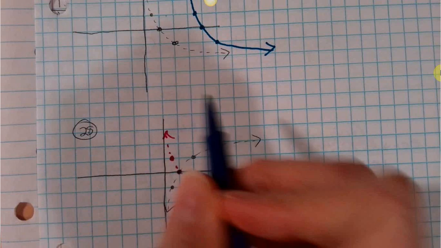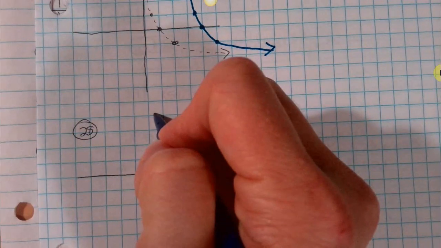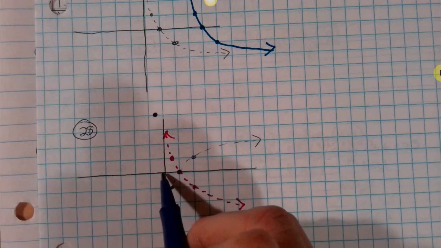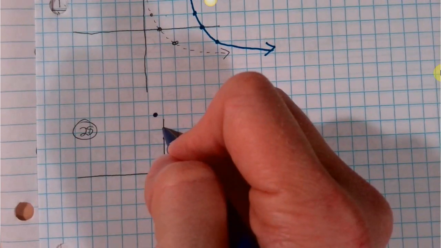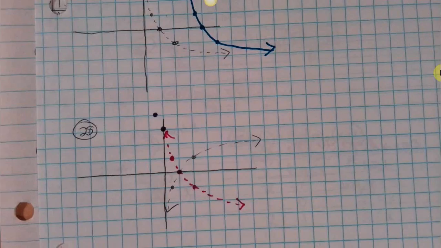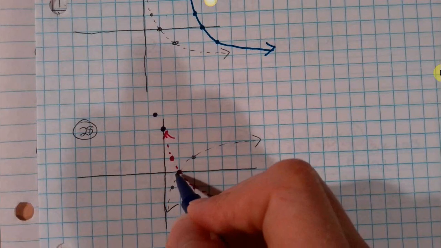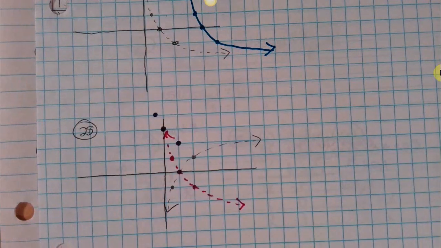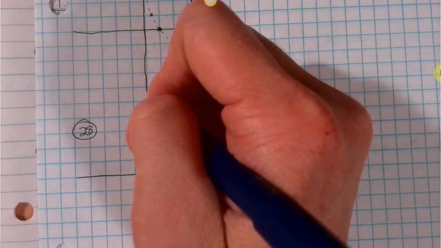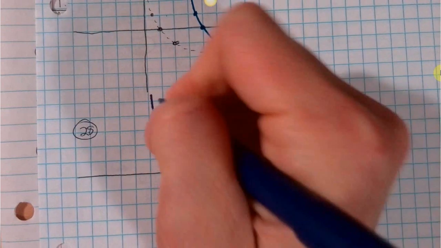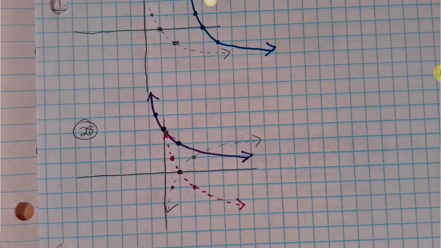So left 1, up 1, 2, 3 would put my first point at -1/2, 4. Left 1, up 1, 2, 3 would put my y-intercept at 0, 3. And left 1, up 1, 2, 3 would put my third point at 1, 2. And then we connect those to get a final graph that looks like that.